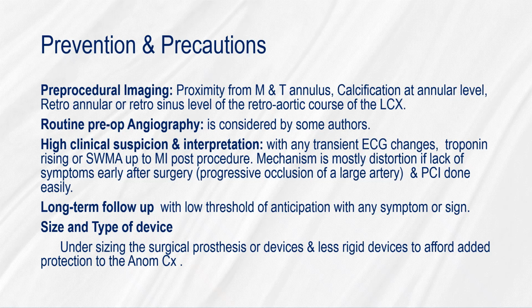For prevention and precaution procedures, pre-procedural imaging is very important. It defines the proximity from the mitral and tricuspid annulus, calcification at the annular level, retroannular or retrosinus level of the retroaortic segment. Routine pre-angiography is considered by some authors. High clinical suspicion and interpretation is very important, with any evidence of ischemia up to myocardial infarction post-procedure.